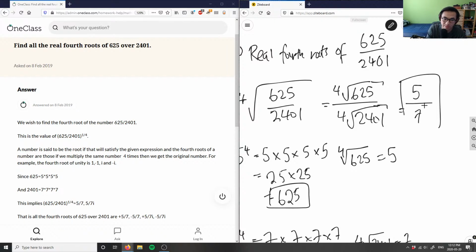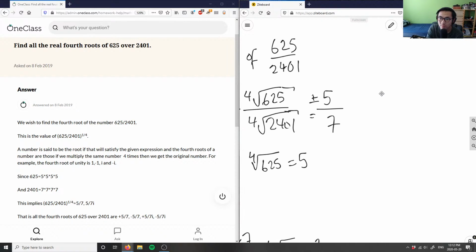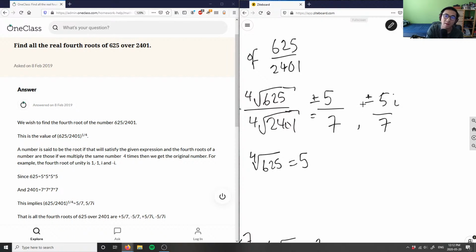So 5 over 7 is great, right? And every time I take an even root of something, I'm going to have to do the plus or minus. So I'm going to have to do plus or minus 5 over 7. And also, if I were to consider the complex roots, I would also have to do 5 over 7 times i, so I would put an i here and then put plus or minus as well. However, we only care about the real roots, right? So this here is real, this here is complex.